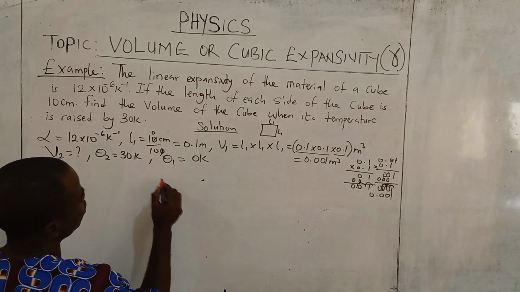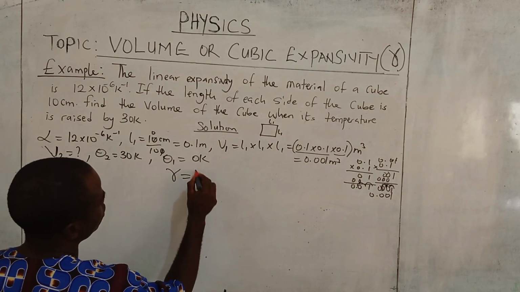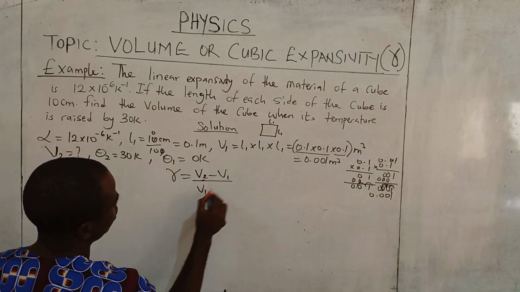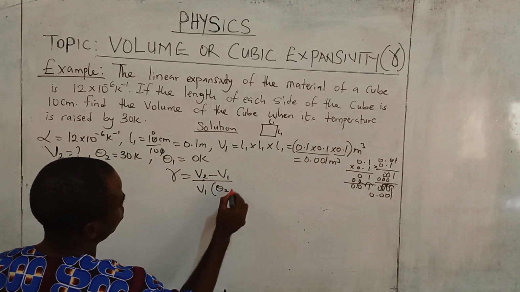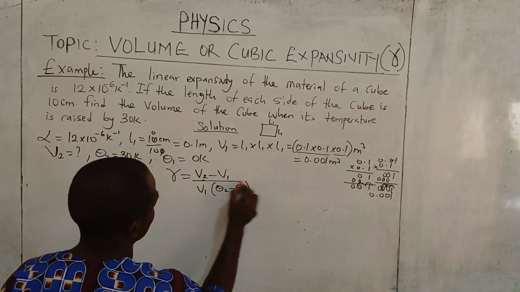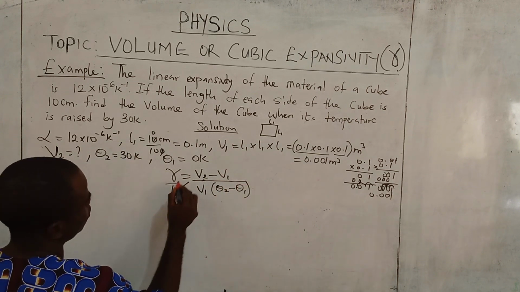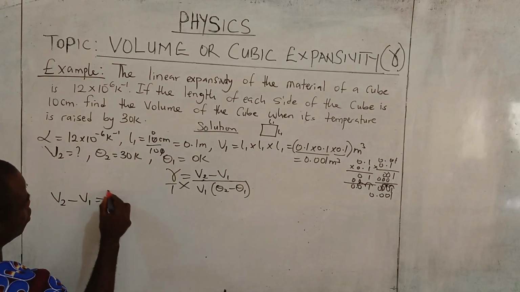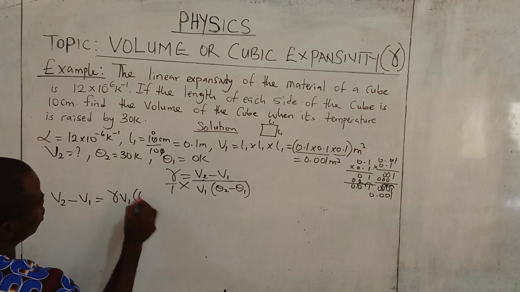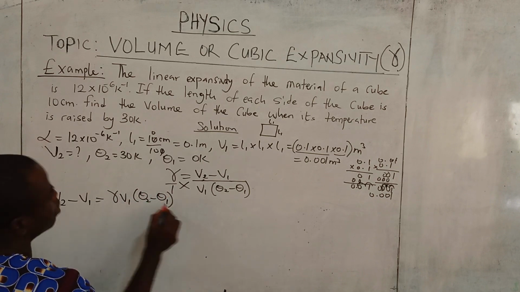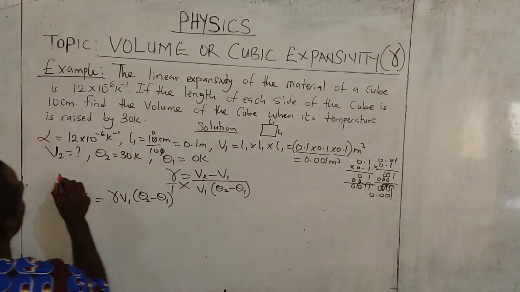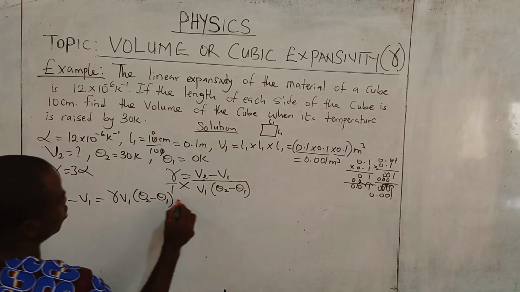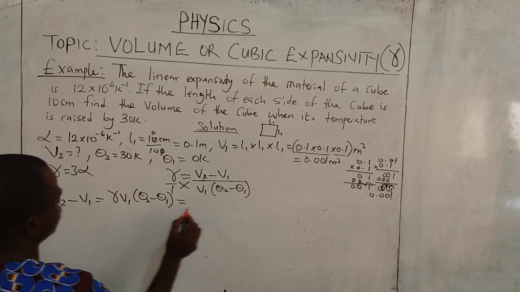And let's go to the formula. Gamma equals V2 minus V1 over V1 times theta 2 minus theta 1. Let's cross multiply. That's V2 minus V1 equals gamma V1 times theta 2 minus theta 1. And our gamma equals 3 alpha.